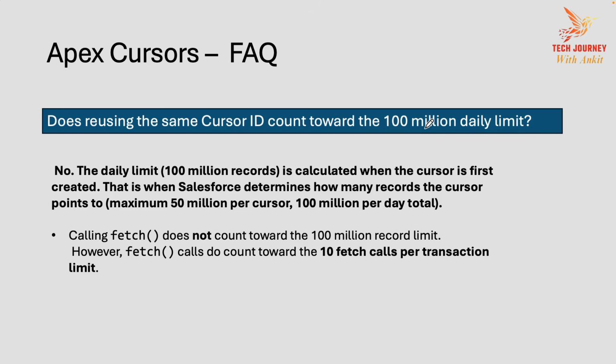Right now, the question here is, if I am using the same cursor ID and not generating a new cursor ID. Let's say I have generated one cursor ID and stored it somewhere, for example, either in the database, in custom settings, or in the cache. And I'm using the same cursor ID again and again. Do I still hit the 100 million daily limit? The answer to this is no.